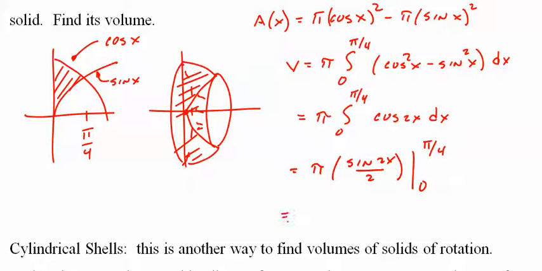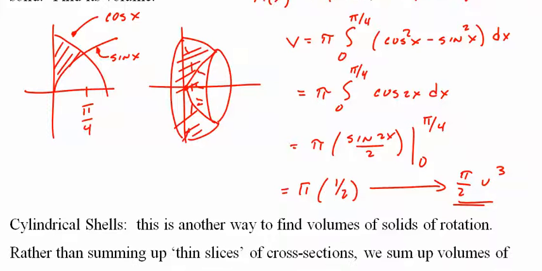which would be sine of 0 is gone, pi times sine of pi over 2 is 1, so I'm thinking 1/2. Gives me pi over 2 units cubed. Could have done it with nInt, would have gotten the whole 1.57 thing, but yeah. Alright, that's tough but doable.